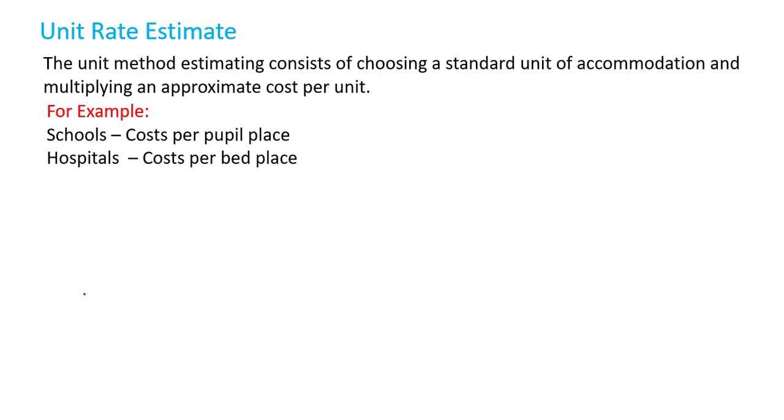Now the next and the last one is the unit rate estimate. In this type of estimate, the unit method of estimating consists of choosing a standard unit of accommodation and multiplying by an approximate cost per unit. Let's suppose in a school building, the cost per pupil place, per child, and in a hospital, the cost per bed place.